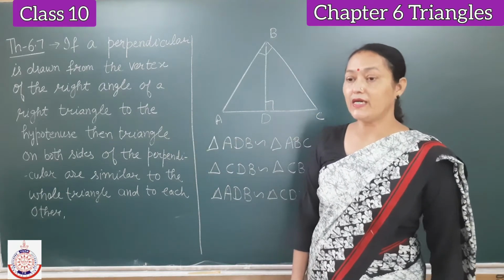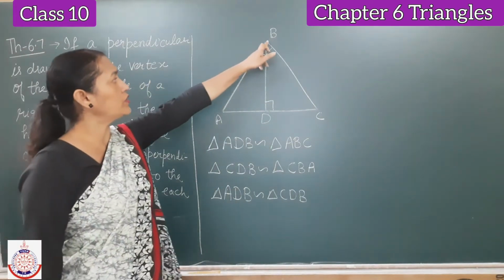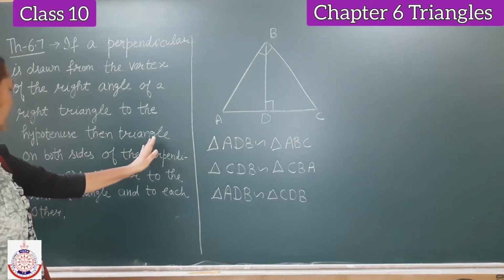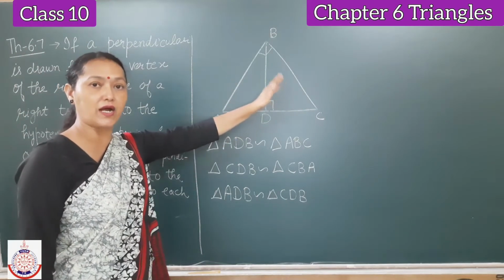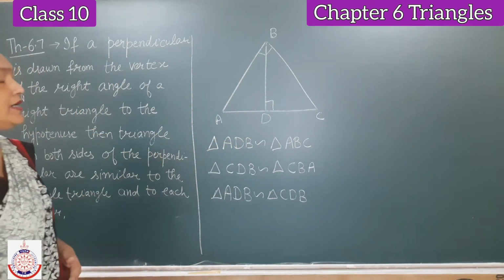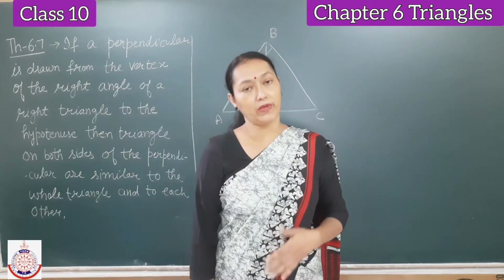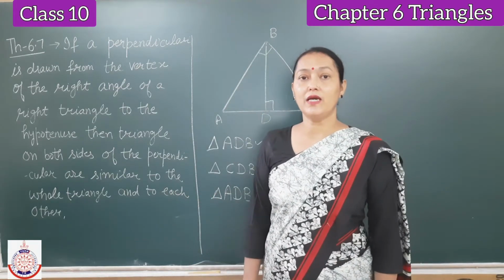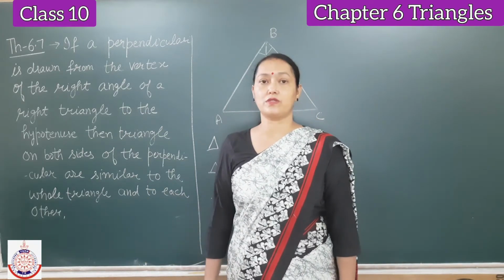It's given in your book that if a perpendicular is drawn from the vertex of a right angle triangle on the hypotenuse of the triangle, then both the triangles formed on both the sides are similar to the bigger triangle and they are similar to each other. What I mean to say is that in Pythagoras theorem we have proved all these things, but as a result we can use it in our questions. There you need not prove the similarity. Straightway you can use this result in our question.